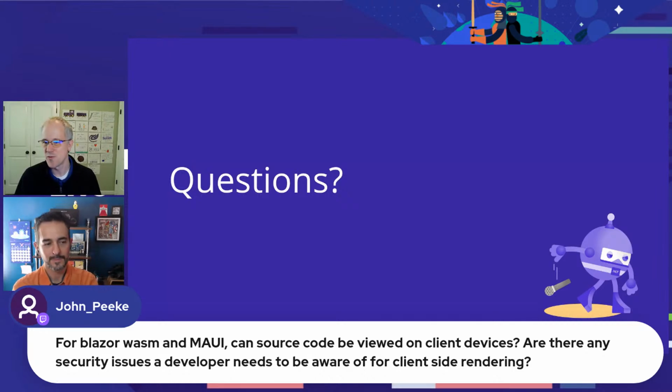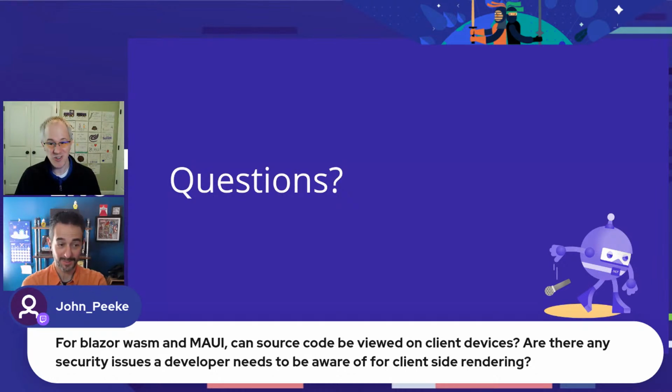I hit a very similar problem when I was building the Blazor weather app. Okay, excellent. For Blazor WASM and MAUI, can source code be viewed by client devices? Are there any security issues a developer needs to be aware of on client-side rendering?